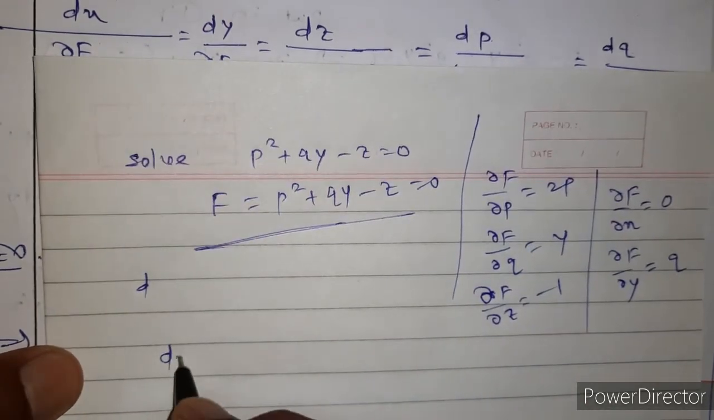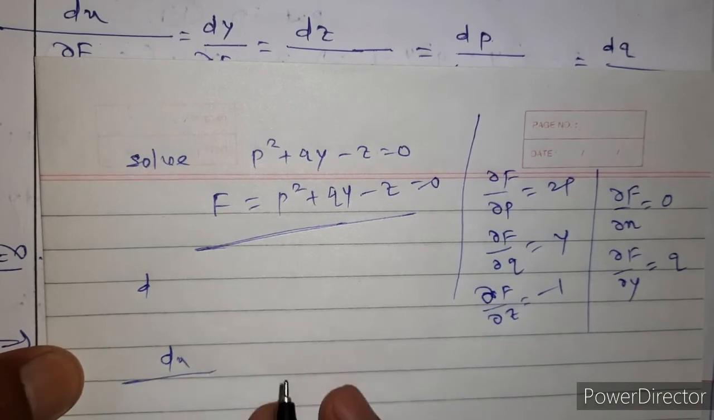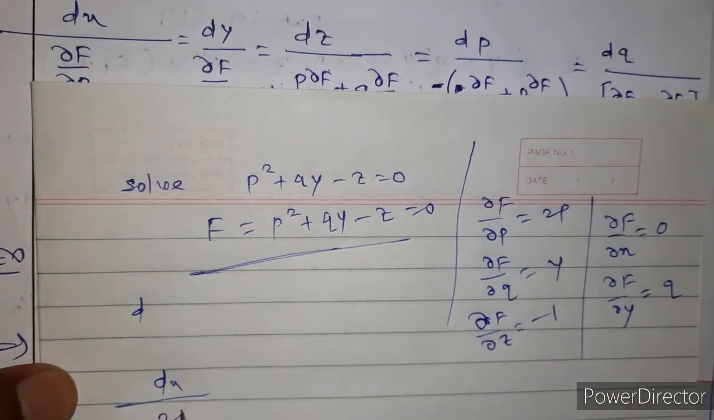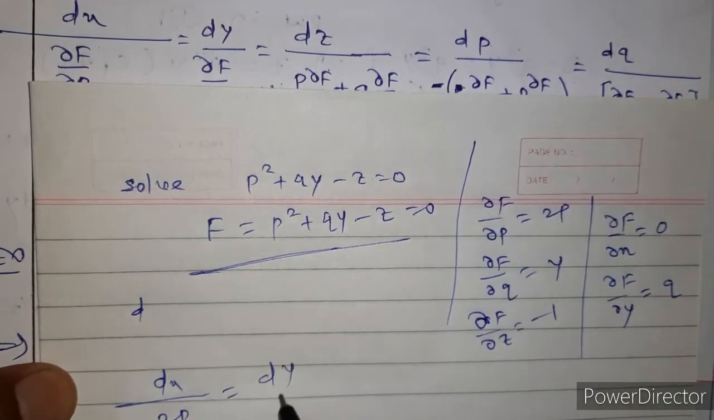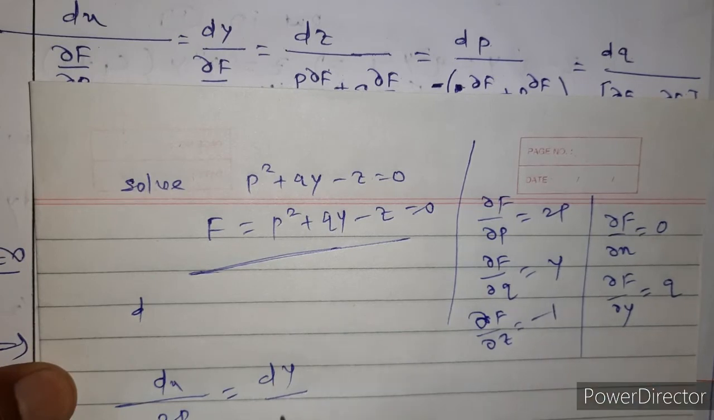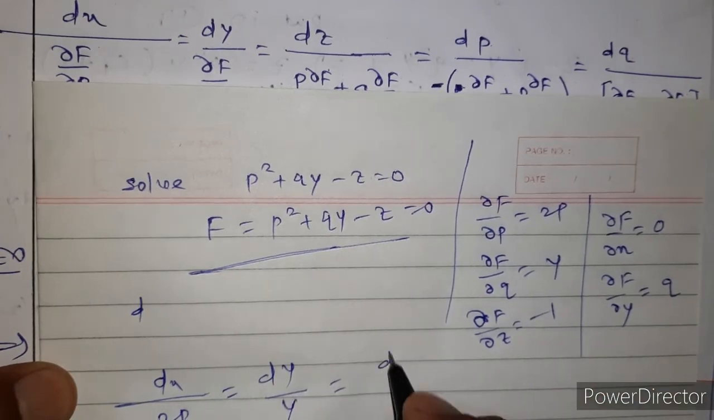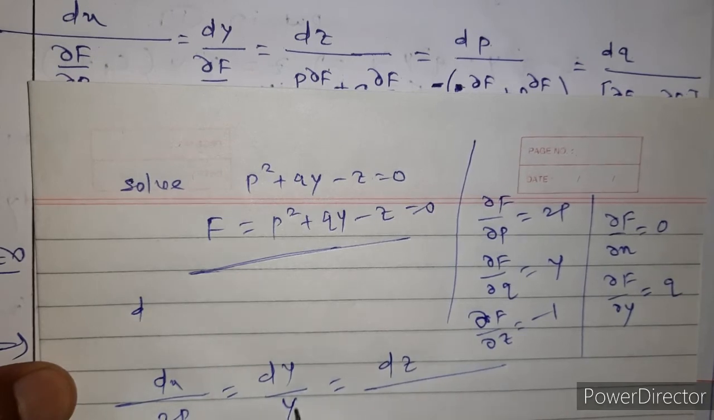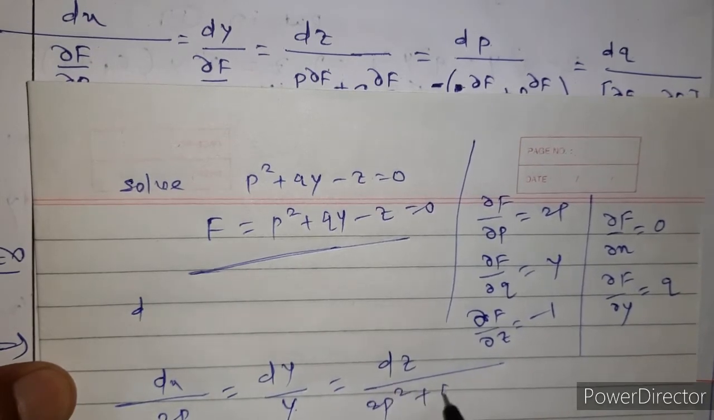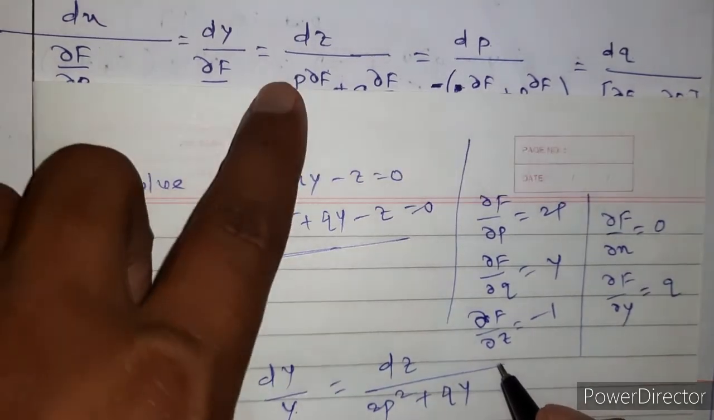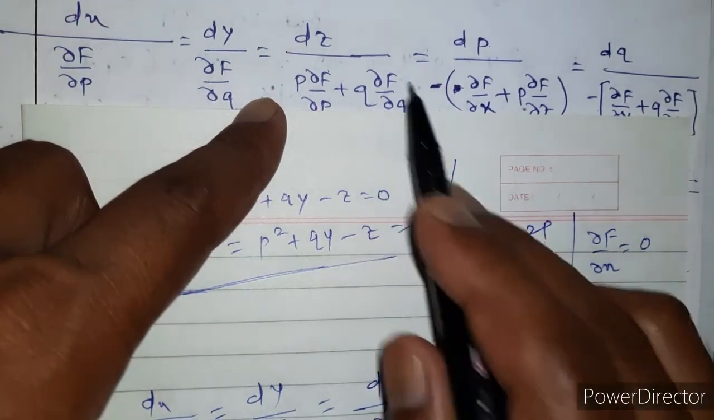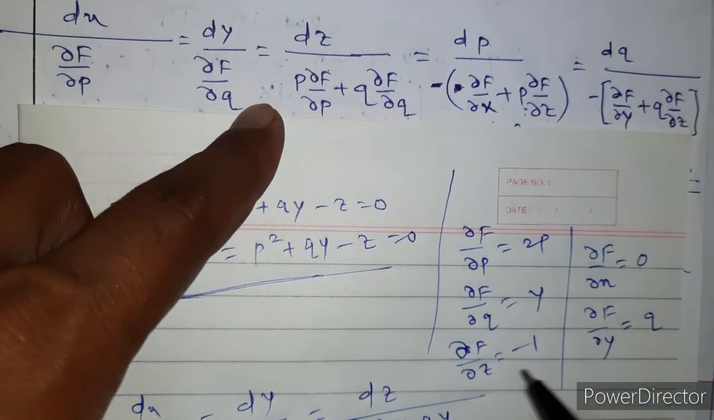Here, dx upon, what is the first term? ∂f/∂p. What is that? 2p, is equal to dy upon ∂f/∂q, that is y, is equal to dz upon, no need to think here, directly multiply this equation by p and this equation by q: 2p² plus qy, or you may check p ∂f/∂p and q ∂f/∂q, so 2p² plus qy. Understood?